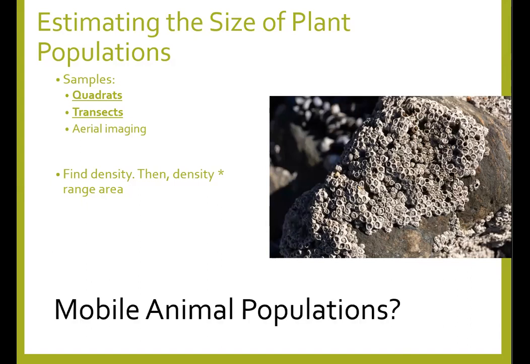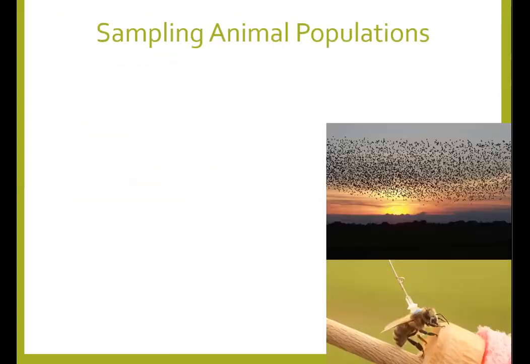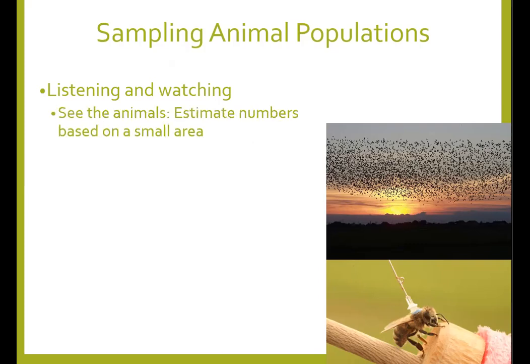But animals, mobile animals, that is, get a little bit trickier. And so there are a lot of different ways to estimate animal populations as well. We can simply listen and watch. Okay, so of course, if you see the animals, you can estimate the numbers based on a small area.